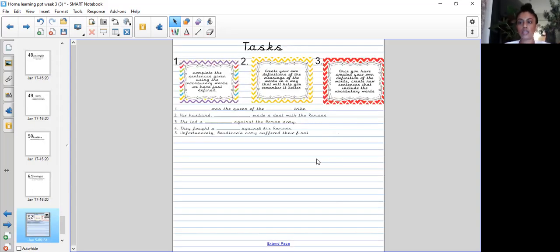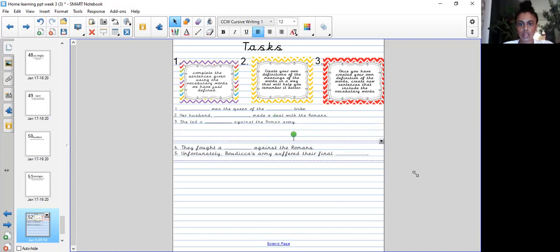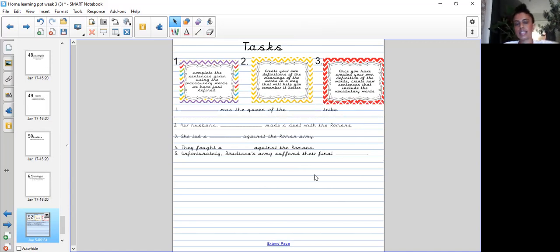So here are your tasks for today's English lesson. Your first task is to complete the sentences given using the vocabulary words we have just defined. So you might want to go back and write down all the vocabulary words in this topic, which will then help you to answer these questions here. I'm just going to move them down and make them a little bit larger for you to see. Okay, so you've got 5 different sentences to answer.